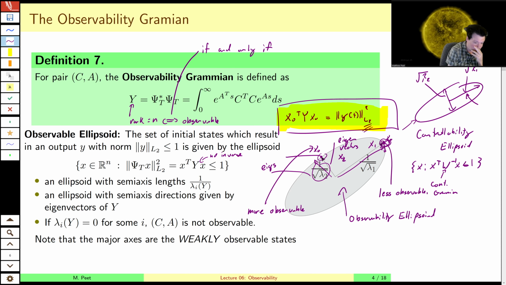So the shape of this ellipsoid is an ellipsoid, so the controllability and observability cases are the same in that respect, but the interpretation is really quite opposite. So the big axes are the ones which are weakly observable, unlike in the controllability case. So in many ways, again, the controllability case and the observability case are opposites.